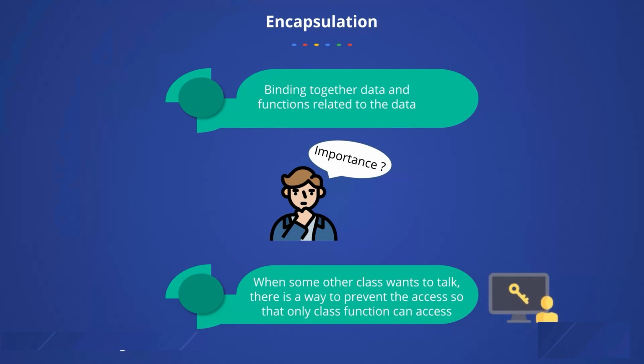So it is like tightly packing, or coupling, both the data and functions together so that I can give access only to the particular customers I know, only to the particular classes I know. Beyond that, if anybody else is there, I don't want to give access to them. All of that you can control.